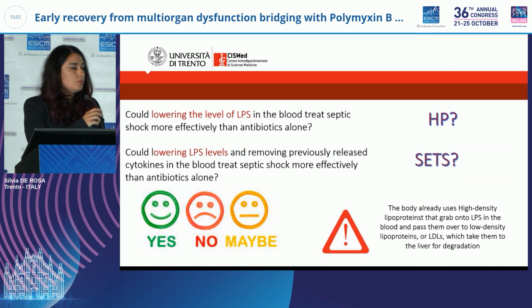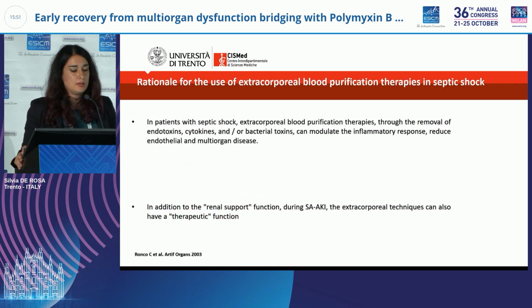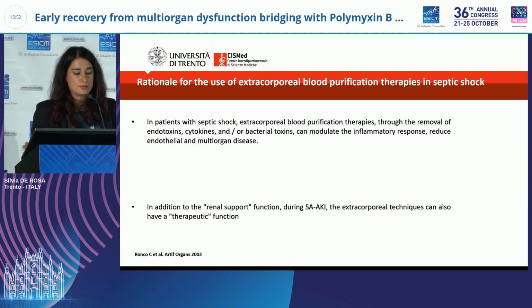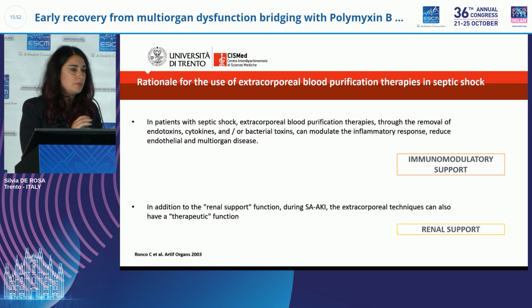So we can lower endotoxin levels, but at the same time we have to manage the cytokine storm induced by the release of LPS. And for this reason, in patients with septic shock, extracorporeal blood purification therapy, through the removal of endotoxin, cytokines, and bacterial toxins, can modulate the inflammatory response, and we can reduce endothelial and multi-organ disease. So in this case, we are applying immunomodulatory support.